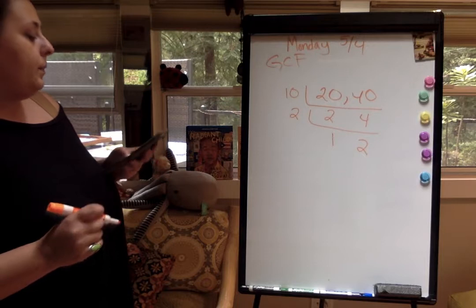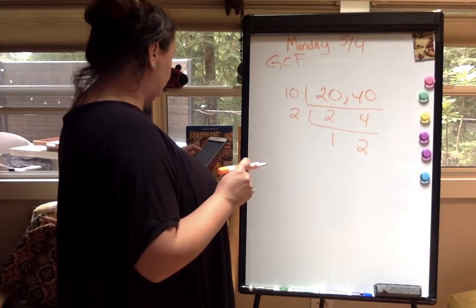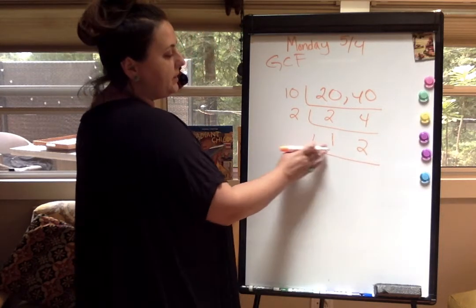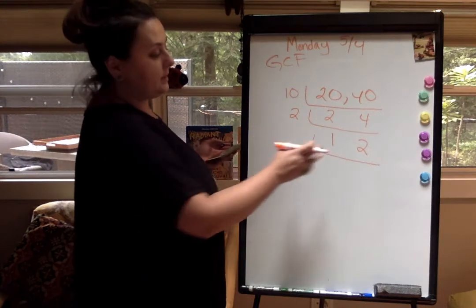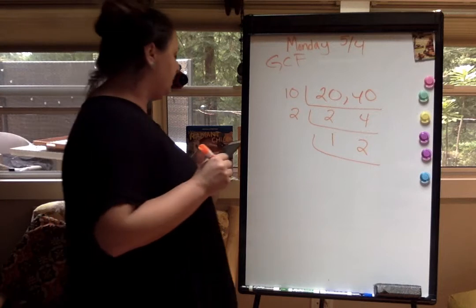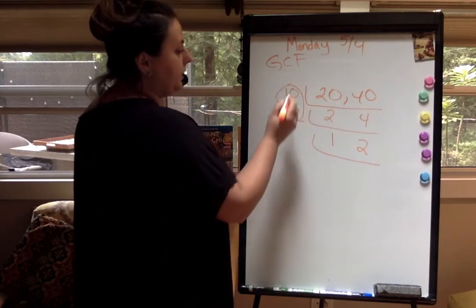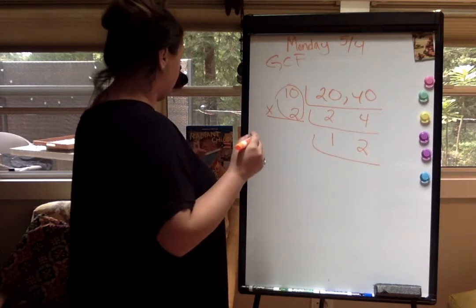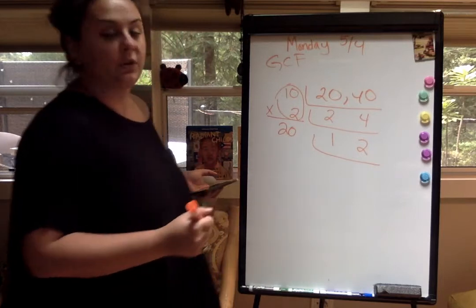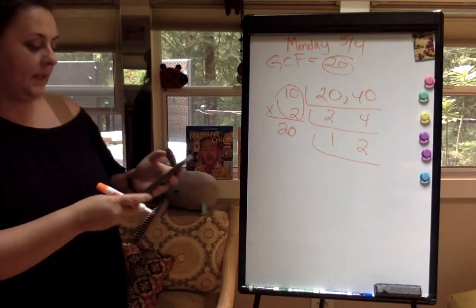Now, we need them to go into both. So, now that we have a 1 and a 2, nothing goes into both of these. We've broken it down. Now here's how you find the greatest common factor. You're going to take these two numbers, and you're going to times them together. So 10 times 2 is 20. Your GCF is 20. Easy peasy.